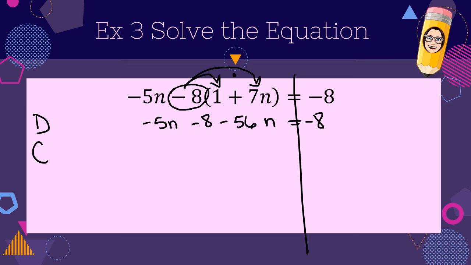Next step, combine. Look at that long left side, that's too long. So I'm going to combine my n's. Negative 5n, negative 56n. If I combine those, you guys, I get a negative 61n. Oh my goodness. Let's drop down what's not underlined. I didn't use the negative 8 here or the negative 8 here. That seems weird, right? But let's keep going through our steps.